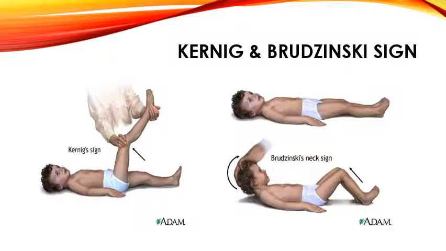This is Brudzinski's sign. If you flex the neck of the child, the lower limbs will be flexed. This is known as Brudzinski's neck sign. One more sign is there which is known as Brudzinski's leg sign. In this, when you are doing Kernig's sign, the child will flex the other leg. That is Brudzinski's leg sign. Brudzinski's sign has two parts, one is the neck and the other one is the leg sign. So both you can appreciate in patients with meningitis, and both these signs are because of meningeal irritation.